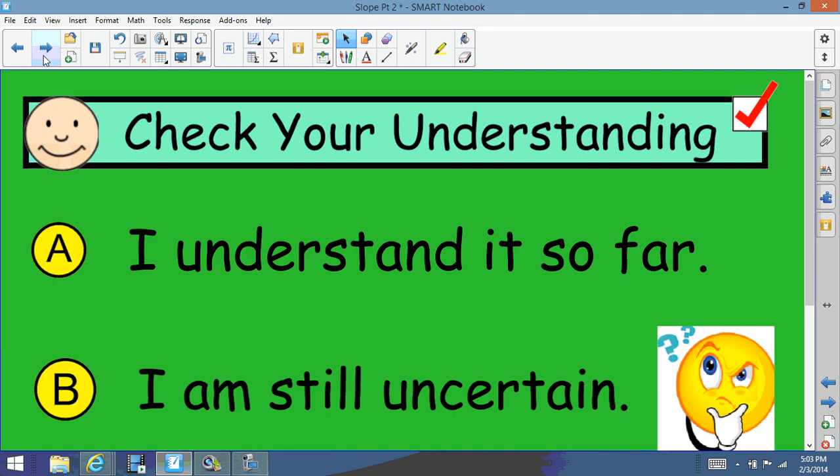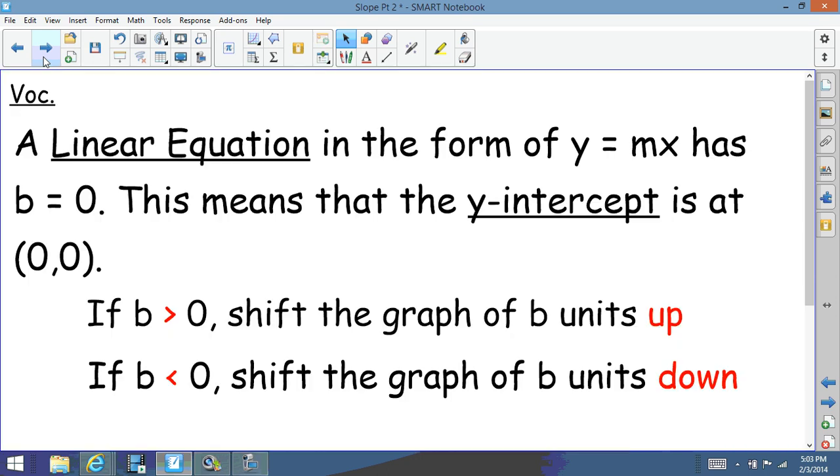So check your understanding. See if you understand it so far. If you don't, write down your questions. Bring them in tomorrow. I'll be glad to answer them. A linear equation in the form of y equals mx has b equal to 0. This means your y-intercept starts at the origin, (0, 0). And the effect the y-intercept has: if b is greater than 0, the graph of the line shifts upwards. If b is less than 0, the graph shifts downwards, because negatives go down and positives go up on the y line, because if you remember, the y-intercept intersects the y-axis.